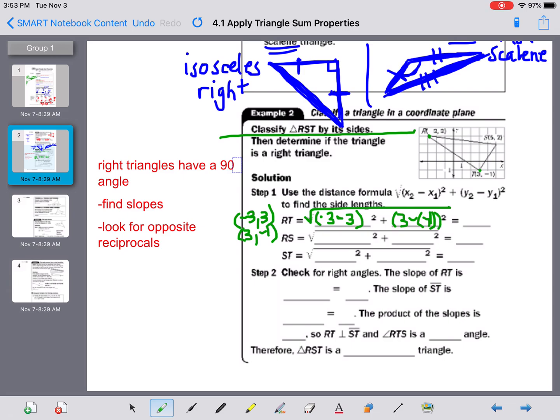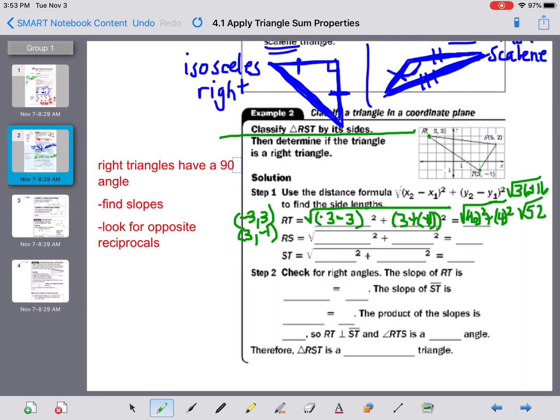All right, we start inside in our parentheses. Dear Aunt Sally tells us parentheses first. -3 minus 3 is -6. 3 minus negative 1 is 4. All right, I'm running out of space fast here. Negative 6 squared is 36. 4 squared is 16. I add those together and I get the square root of 52.